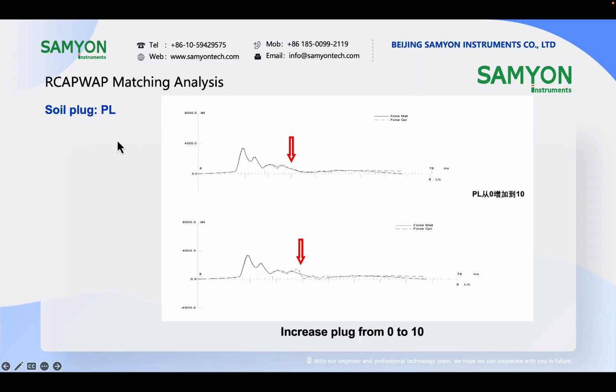Plug, PL, soil plug. If we increase soil plug, then we can see there is a change around the time 2L/C.